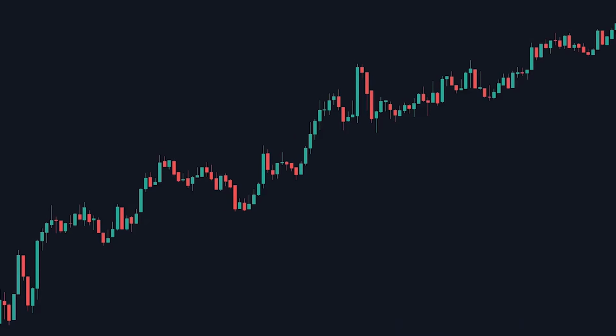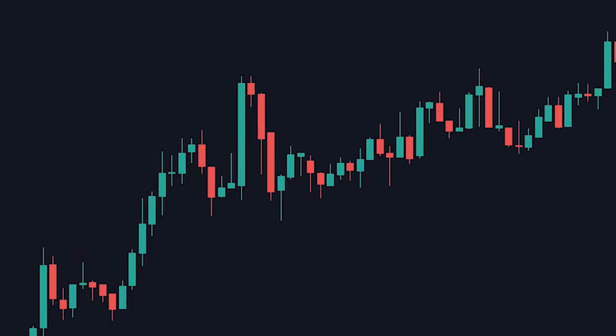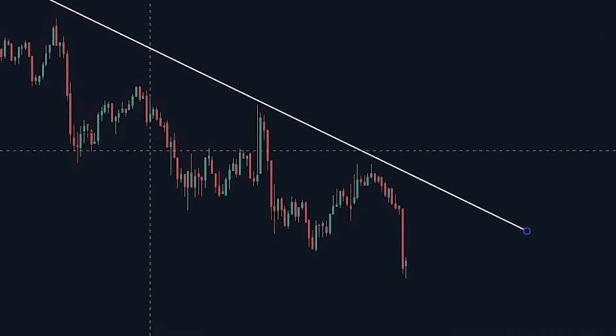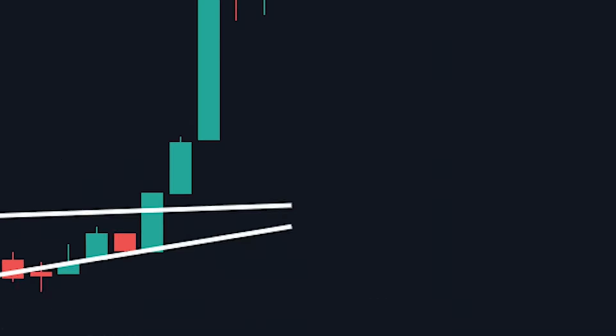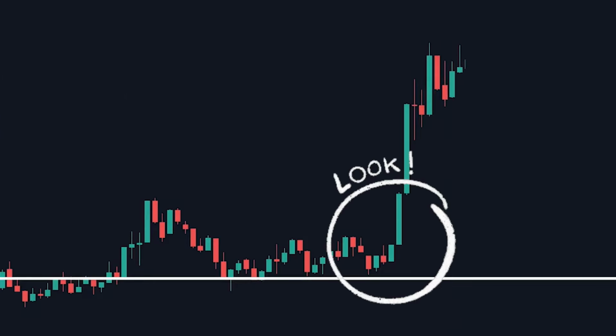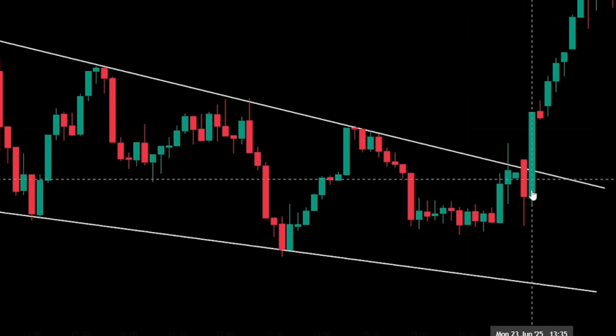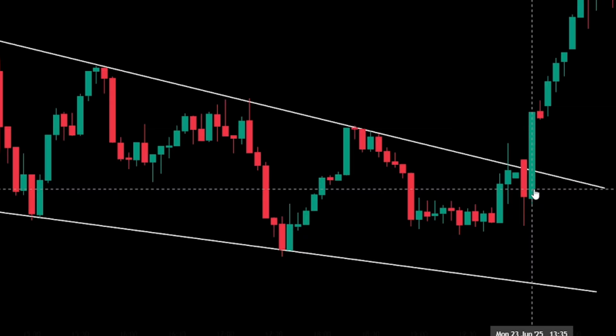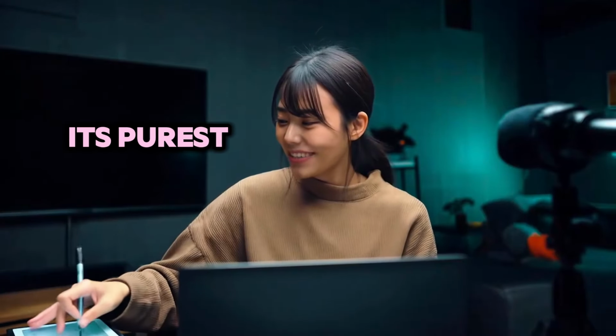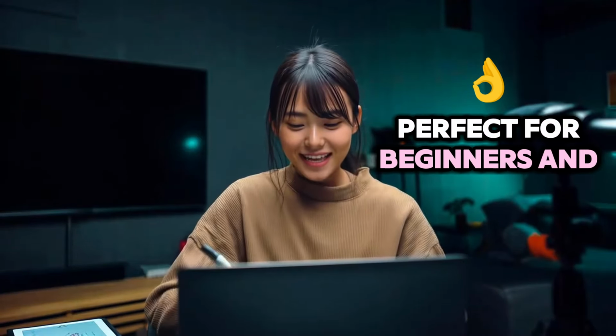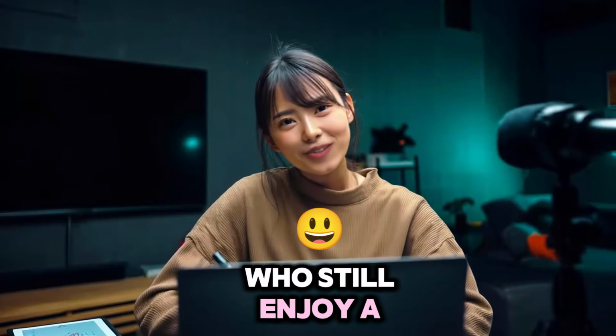Here's a quick recap of the retest breakout strategy. Identify a strong support or resistance zone, wait for price to break out, wait for price to retest the breakout zone, look for a confirmation candle, enter above that candle and place your stop below. Set a target based on twice your risk or the next key level. It's price action at its purest, perfect for beginners and seasoned pros who still enjoy a good metaphor.